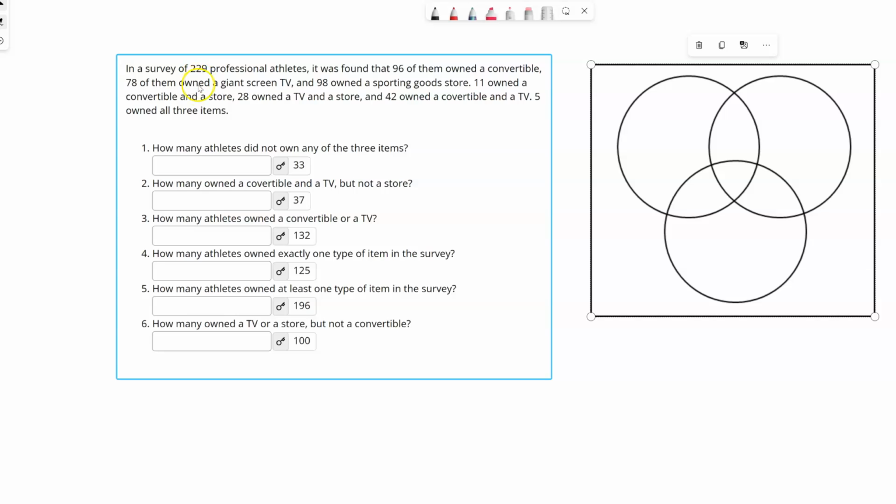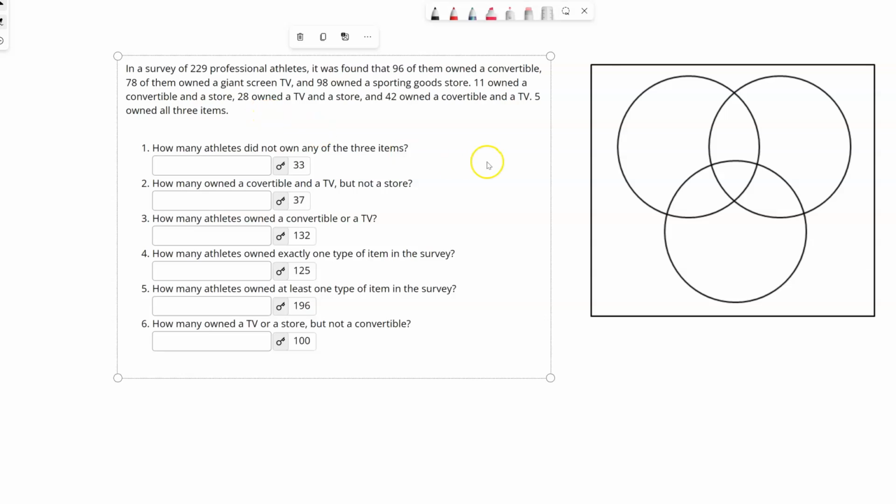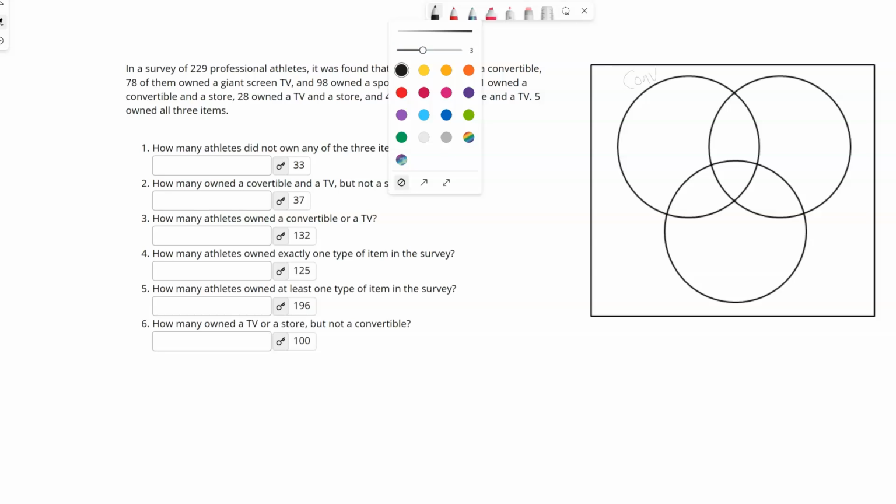The way to solve a problem like this, to put it into a Venn diagram, is to start with the one that has all three. So in this case we have 5 who owned all 3 items. So we need a convertible circle. That's a really small pen. Let's increase the size of that. That's better.